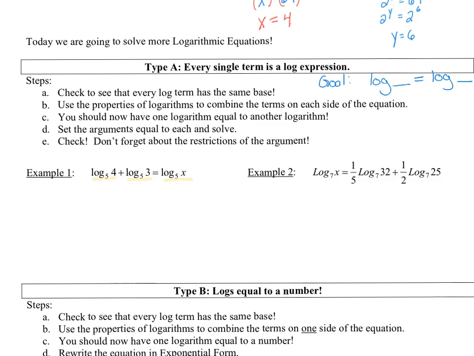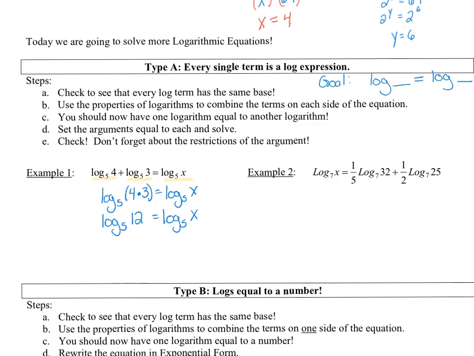Remember, if you see two logs being added together with the same base, that indicates we have multiplication. So log base 5 of 4 plus log base 5 of 3 is the same thing as doing log base 5 of 4 times 3, which is log base 5 of 12. So now we rewrote this example so that we have a single log on the left side and a single log on the right side.